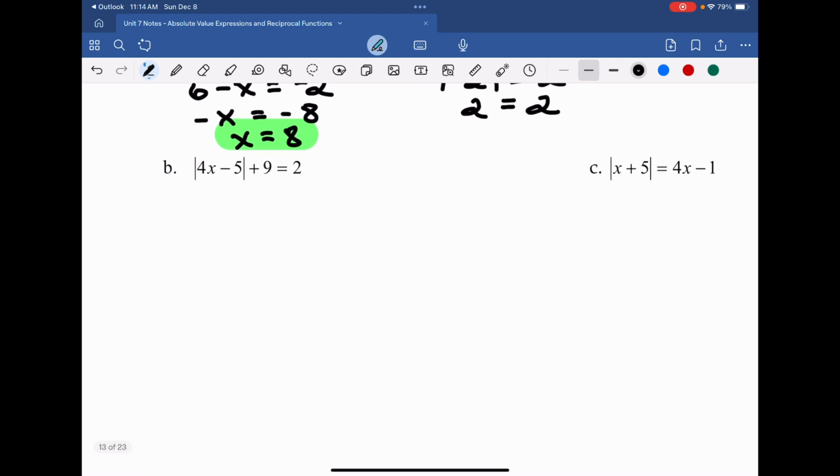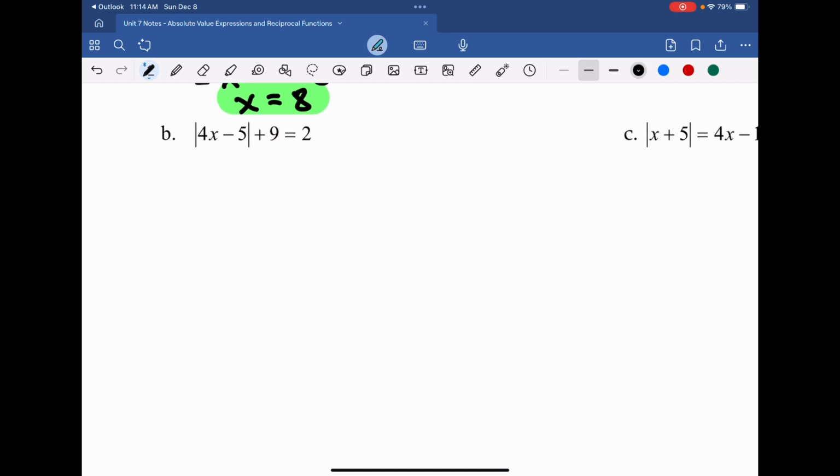All right, let's amp up our difficulty just slightly. Now what we're going to do is add another term on the side of the absolute, and we know what to do with this. In step number one, we want to isolate our absolute.